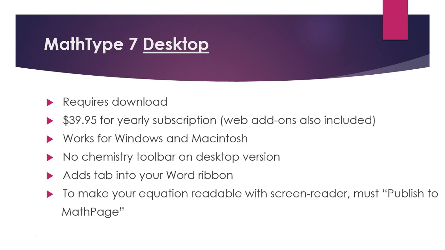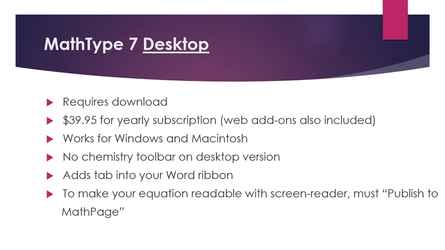On the desktop version, there is no chemistry toolbar, but it does add a tab directly into your Word ribbon. That is kind of nice, because if you're already generating your equation in Word, you just click on the tab in your ribbon and you can generate equations. To make the equation readable with a screen reader, you do need to do something called publish to math page, which I'll demonstrate for you in a second.